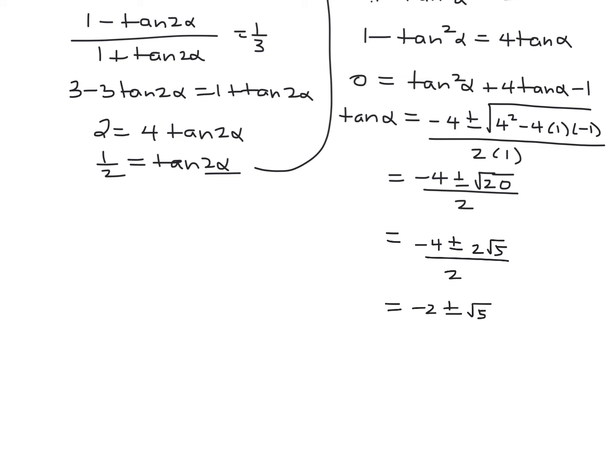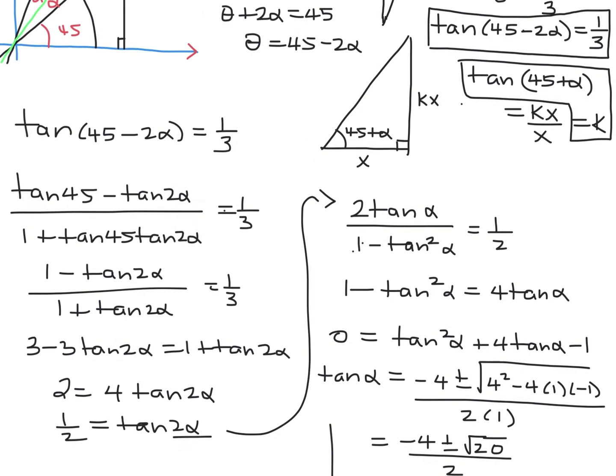Oh boy. Well, I'm going to go with the plus one, because I have to use one. I'm not sure which one to use, so I'm going to use this one first. Hopefully I'll be right. Okay, now I go back and I use this formula, this one right here. Tan of 45 plus alpha is k.